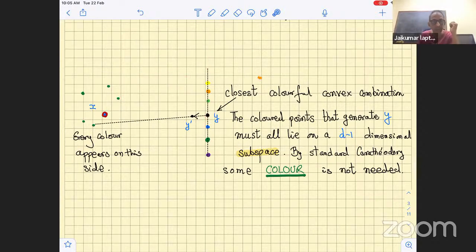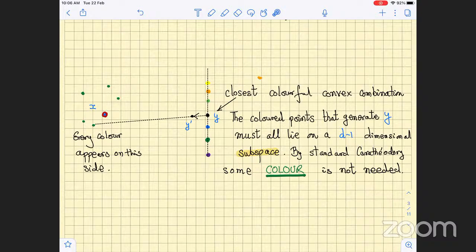Okay, so what have we concluded? If Y is the closest to X and Y is a colorful combination, then every point that contributes to Y, that is in the convex combination, with a positive weight, should all lie on this hyperplane itself. So when Y is generated as a colorful combination, all the points that generate Y have to sit on the hyperplane. Is this clear?